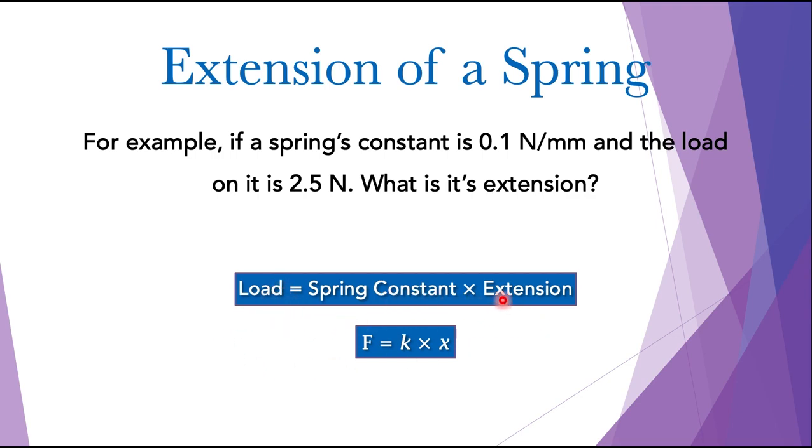They will always be divided. There is only one pair which is going to be multiplying, which is, as you can see, spring constant into extension. So we're going to keep these two values below and make a line above and place the load above. So what we get is that if we have to find the extension, we would divide the load with spring constant, and if we have to find the spring constant, we would divide the load by the extension. Very simple. We can even do it in our head. So to find the extension, we would divide the load, which is 2.5 Newton, with the spring constant, which is 0.1 Newton per millimeter.